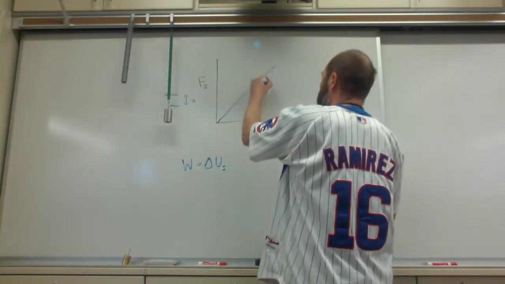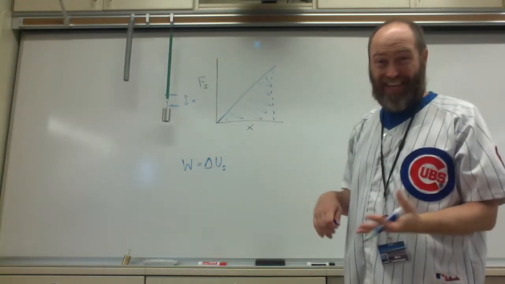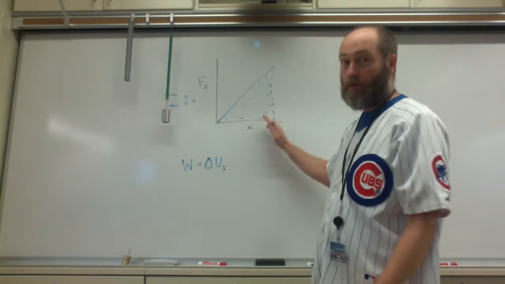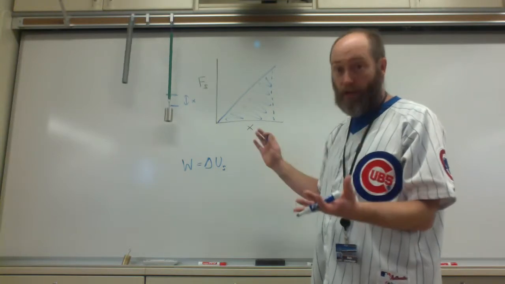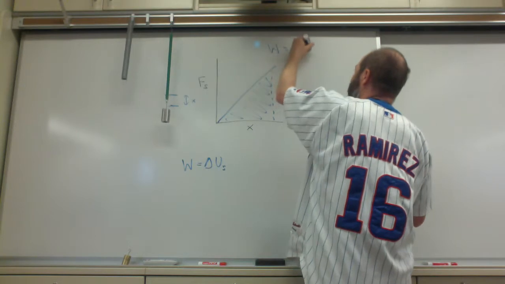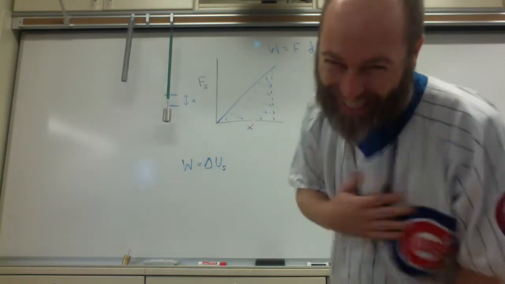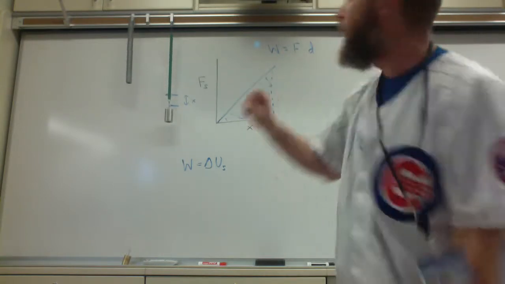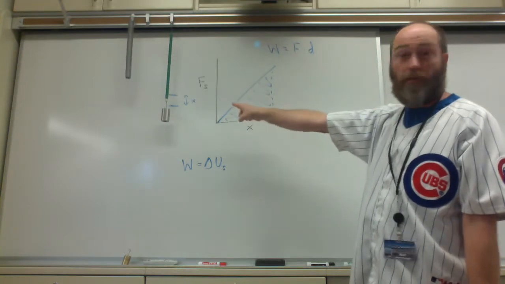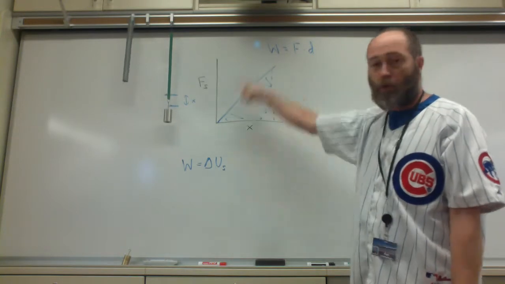So if I say I want to find the area of this, going from 0 displacement to here, how much work is done? You might be thinking work is just force times distance. But remember, that equation only works if the force is constant, and obviously here the force is not constant. So that equation doesn't work, and you have to find the area.